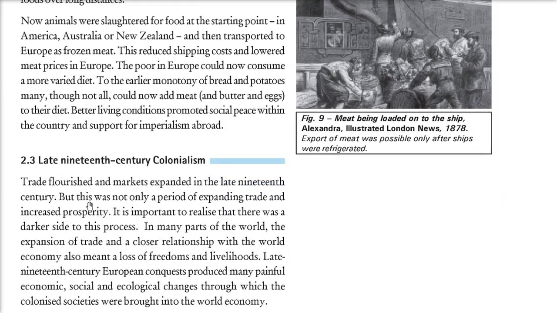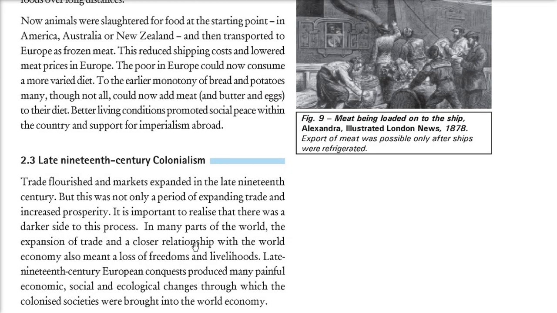Late 19th century colonialism: here, as we say, trade actually flourished and markets expanded in the late 19th century. The trade was going on, and the whole society was going global. But it is not all goody. It has a darker side also.